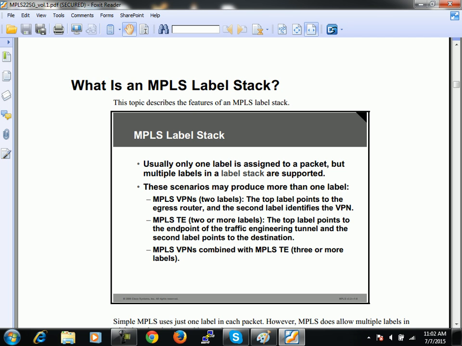Understood? Should I tell you once again? As I said, in a label stack you can have more than one label. MPLS allocates only one label by default, but it depends on what type of service you are using in MPLS. If you have configured VPN, then there will be at least 2 labels. If you are using traffic engineering, then again at least 2 labels. But if you are using VPN along with traffic engineering, then at least 3 labels will be there in your label stack.